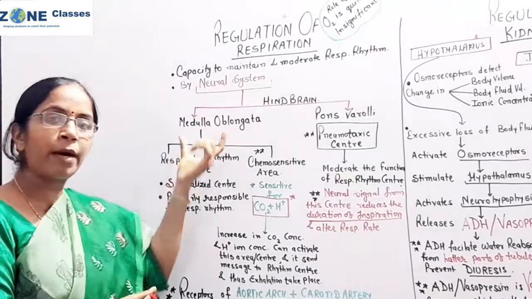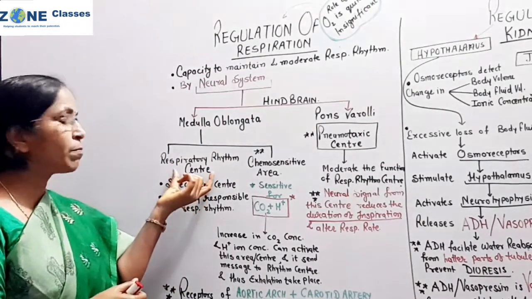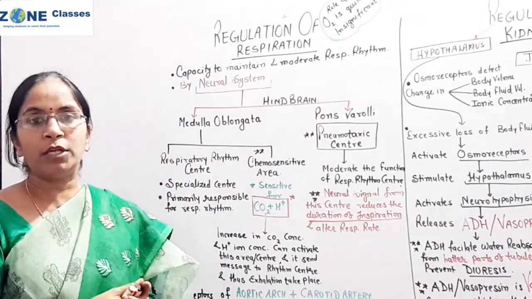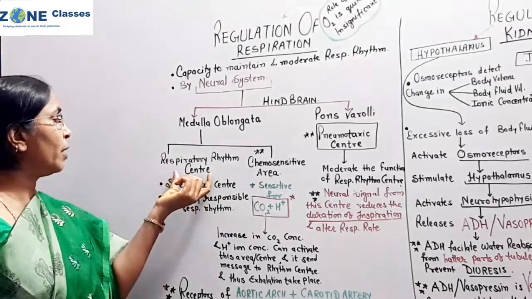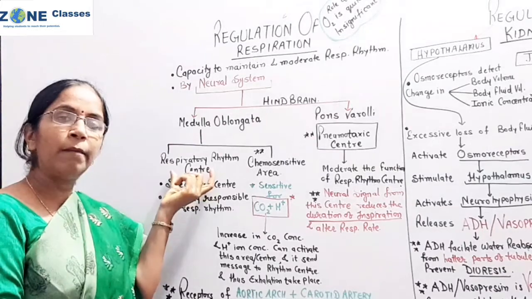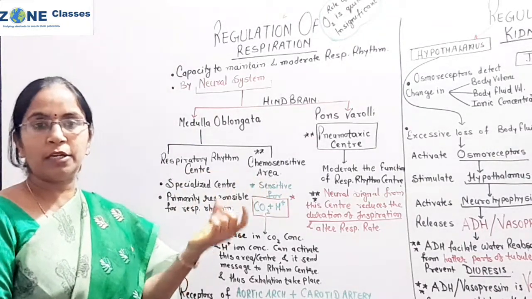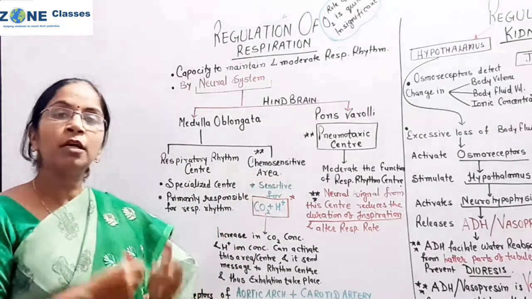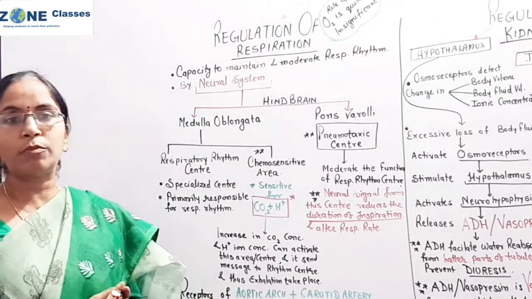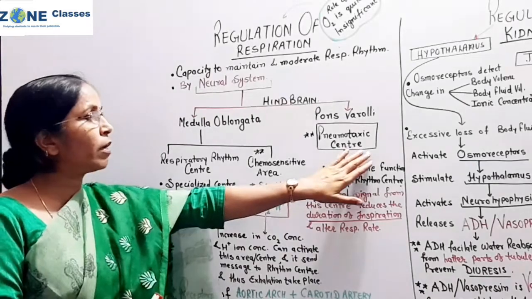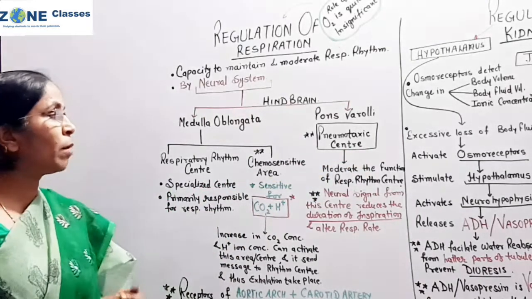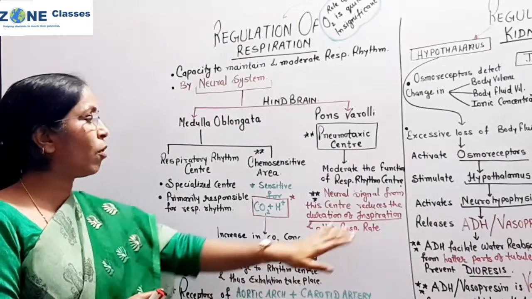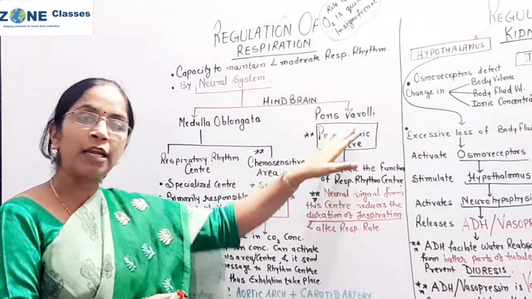When we come towards the medulla, in the medulla the respiratory rhythm center is responsible. The center which is primarily responsible for regulation, you remember, is the respiratory rhythm center. Besides this, adjacent to the respiratory rhythm center, another center is there, that is called the chemosensitive center or chemosensitive area. Similarly, in the pons varolii, the pneumotaxic center is there, the center which is responsible for neural signal generation. That we will discuss.